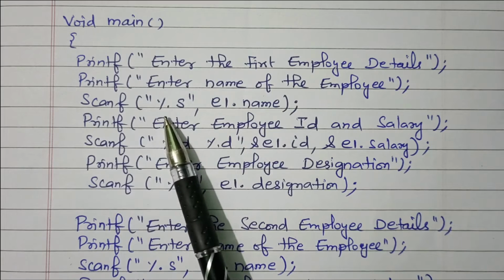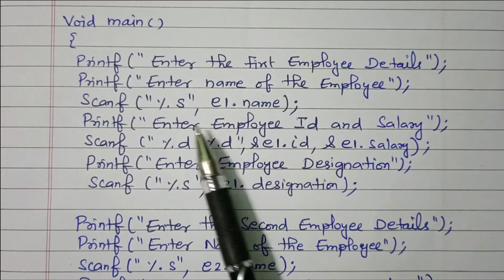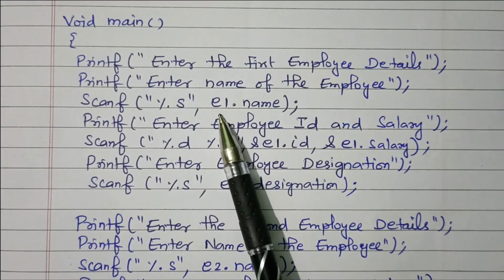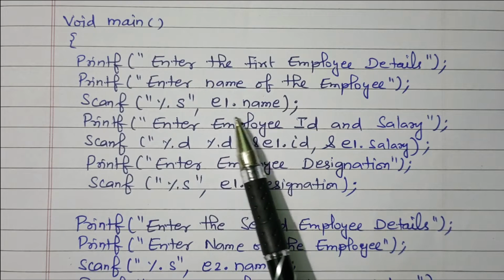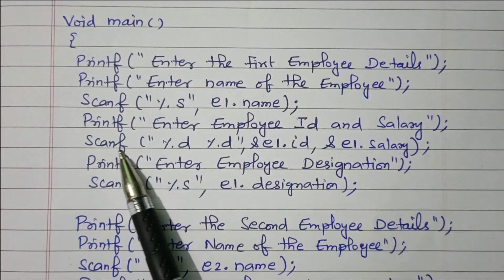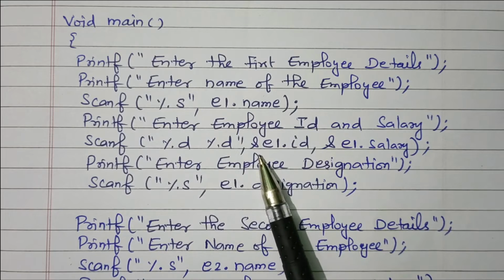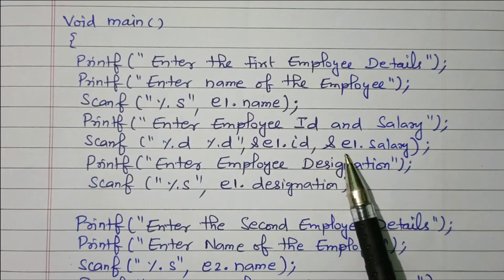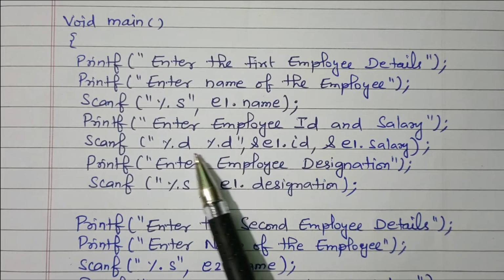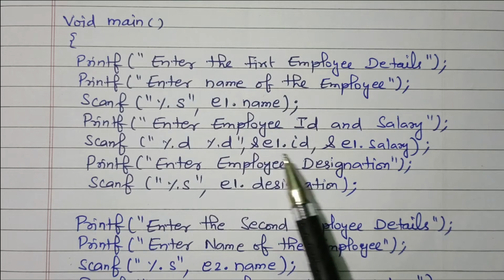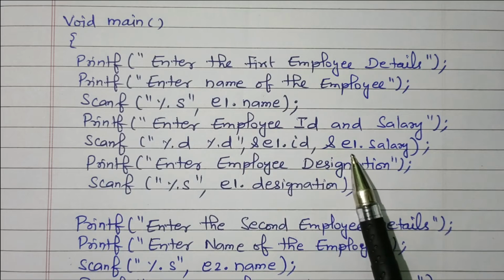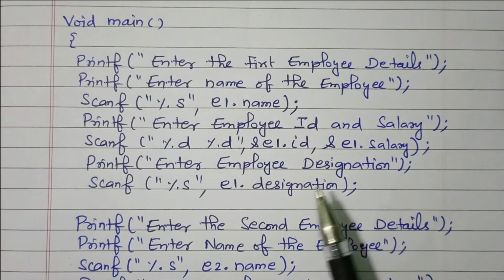The scanf, %s, E1 dot name. %s refers to the character string. E1 refers to the first employee. So this is called a structure variable, E1 dot name. Enter the employee ID and salary. scanf, %d and E1 dot id and E1 dot salary. %d refers to integer type. These two are integer type, ID and salary. The ampersand refers to the address of the variable. E1 dot id means first employee ID. E1 dot salary means first employee salary.